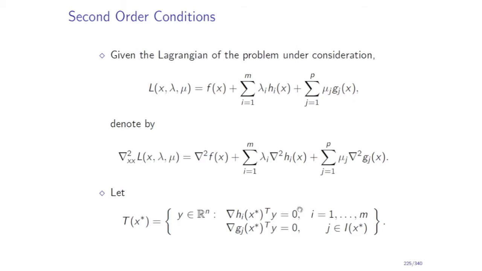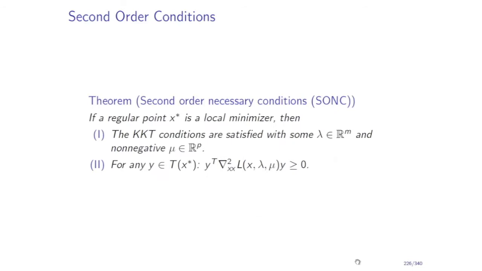So with this definition of T of x star, we are ready to formulate the second order necessary condition for our problem. It's pretty much the same as for the case with equality constraints only. If a regular point x star is a local minimizer, then first the KKT conditions are satisfied with some lambda in R^m and non-negative mu in R^p. And then second, for any y in the tangent space T of x star, the following inequality holds: y transpose times the Hessian of the Lagrangian times y is greater than or equal to 0.